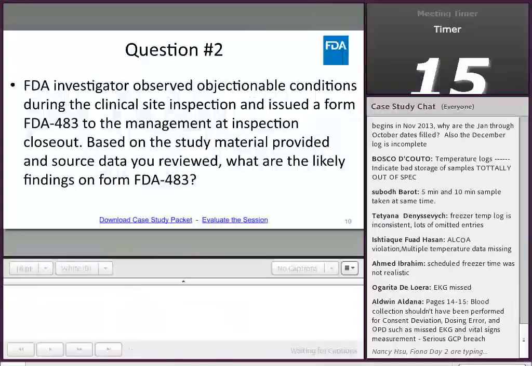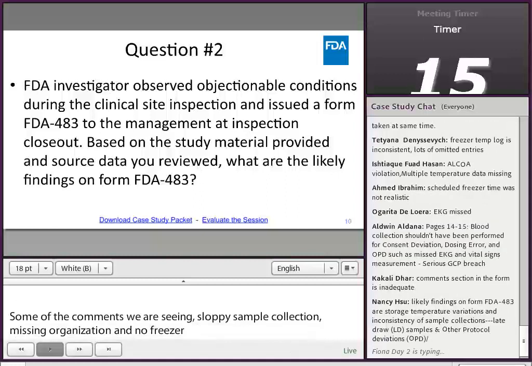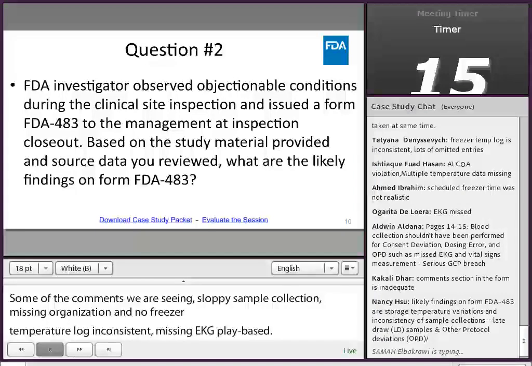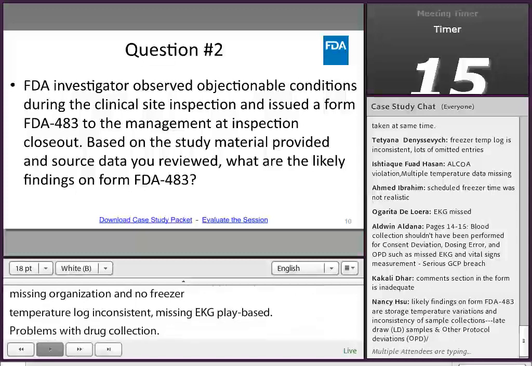Sample collection, missing organization in notes, freezer temperature log is inconsistent. There were multiple ALCOA violations, missing EKGs, problems with blood collection, and some people have already come up with potential 483 items. Great.